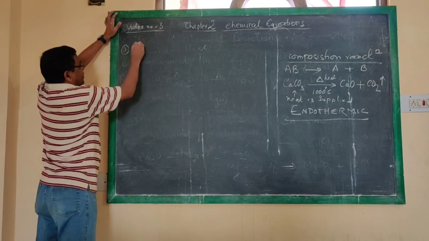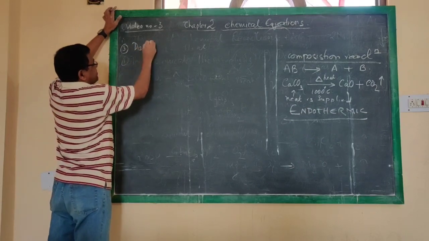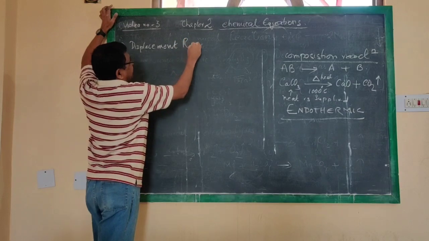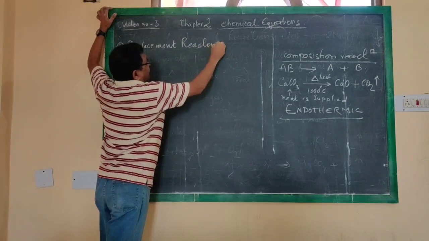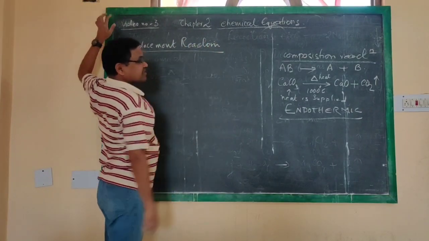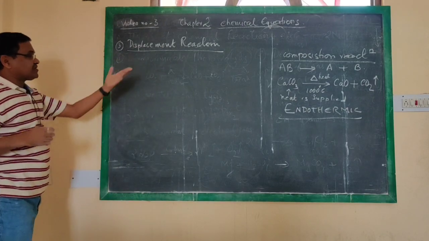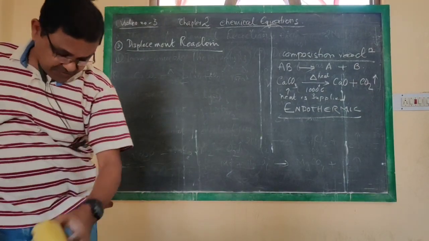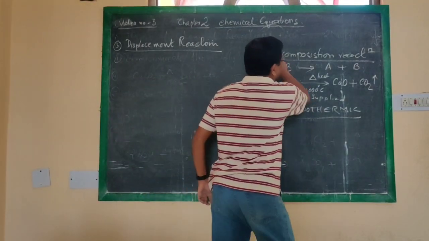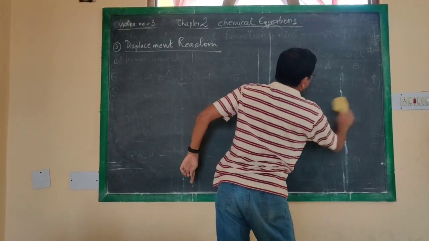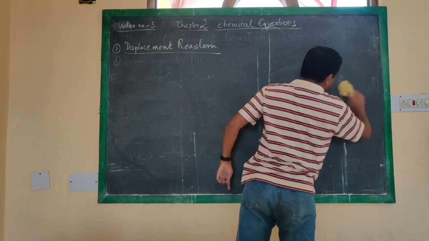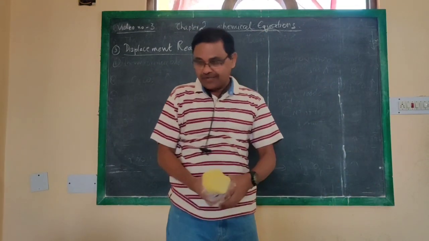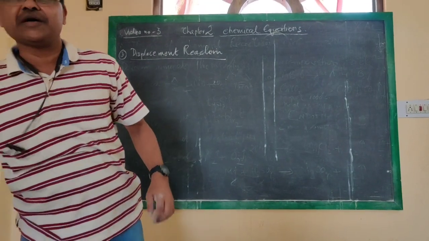The third reaction is the displacement reaction. So the first was combination reactions. The second one was the decomposition reaction. The third one is the displacement reaction. Here you might be getting bored, so let's have some fun as far as chemistry is concerned.